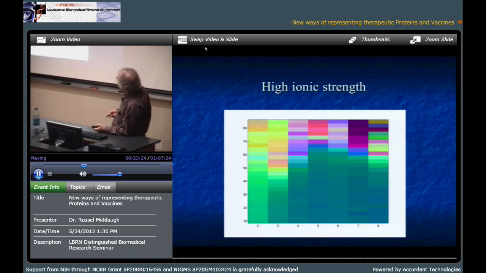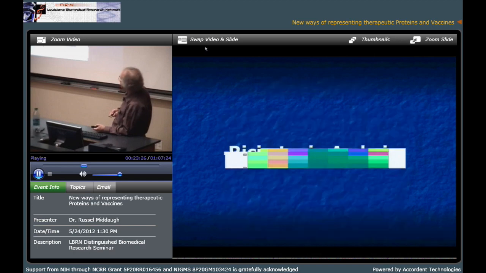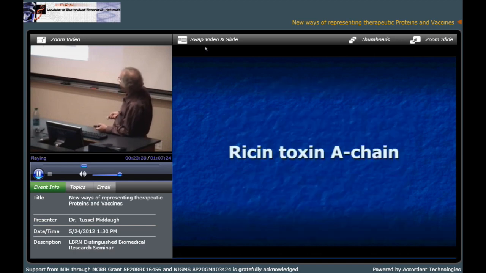Okay. Here's the same thing done at higher ionic strength. Massive aggregation. You can see how different it is at high ionic strength.